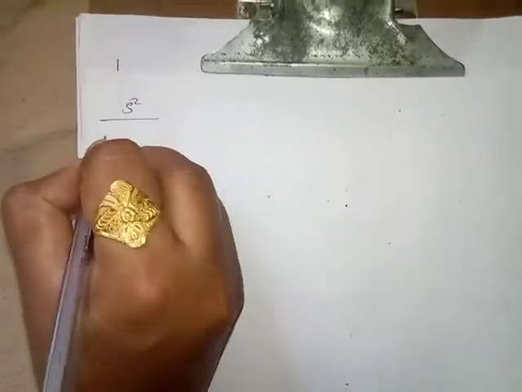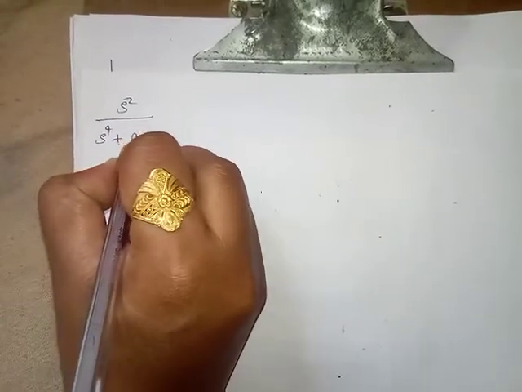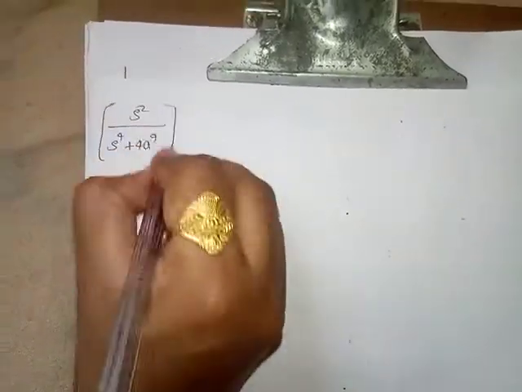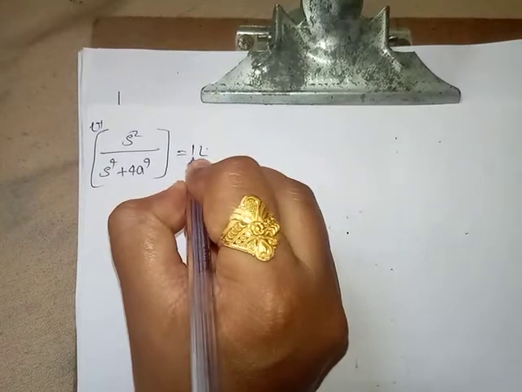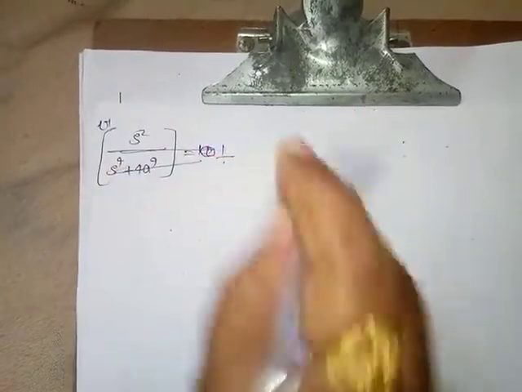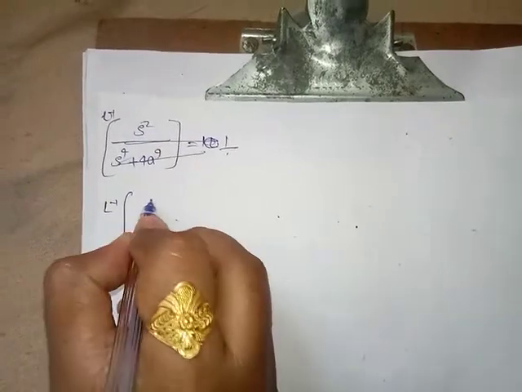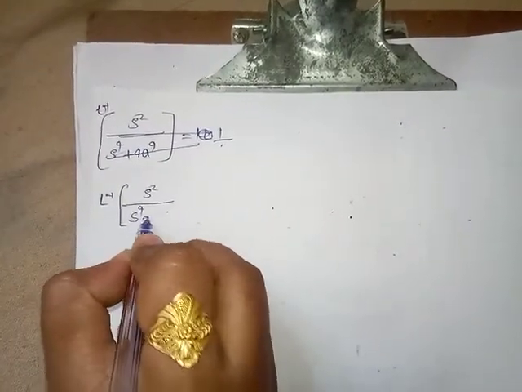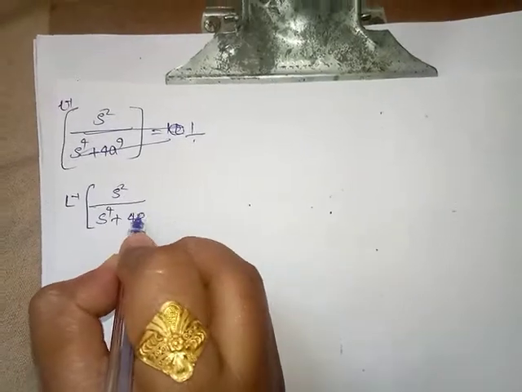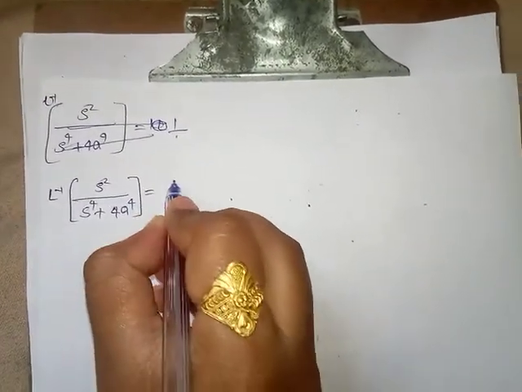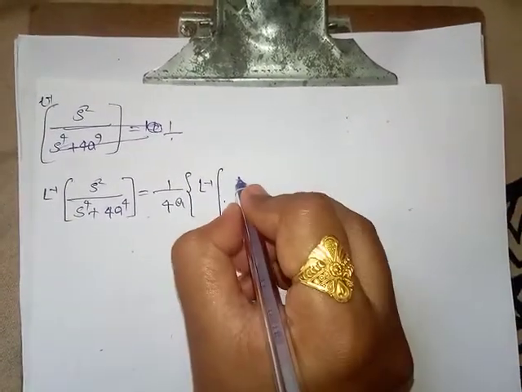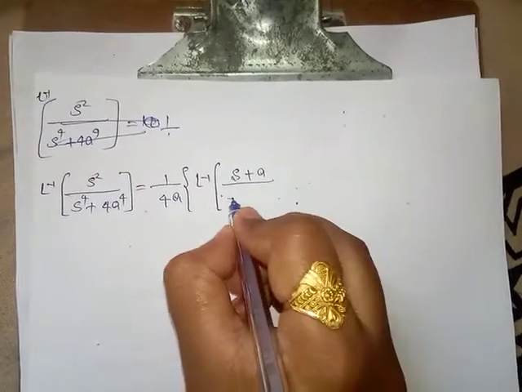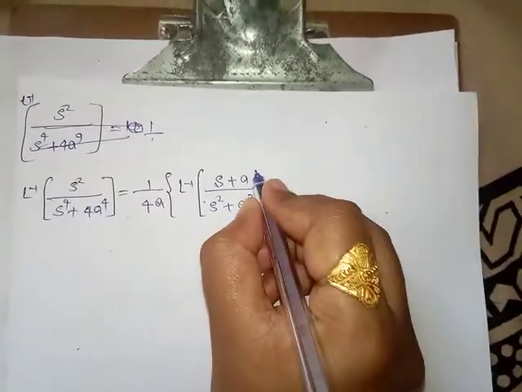Now L inverse of s square divided by s raised to 4 plus 4a raised to 4 is equal to 1 by 4a as it is. L inverse of the first term will be s plus a divided by s square plus a square.